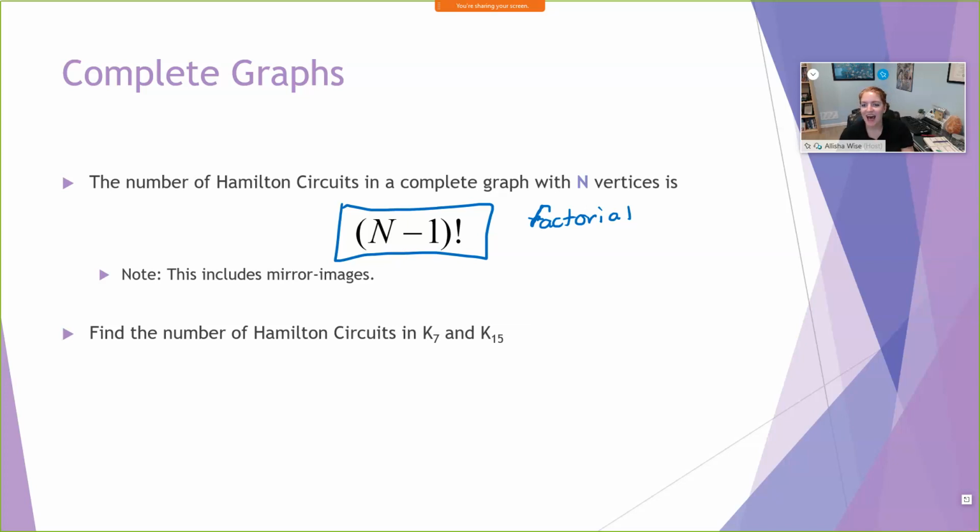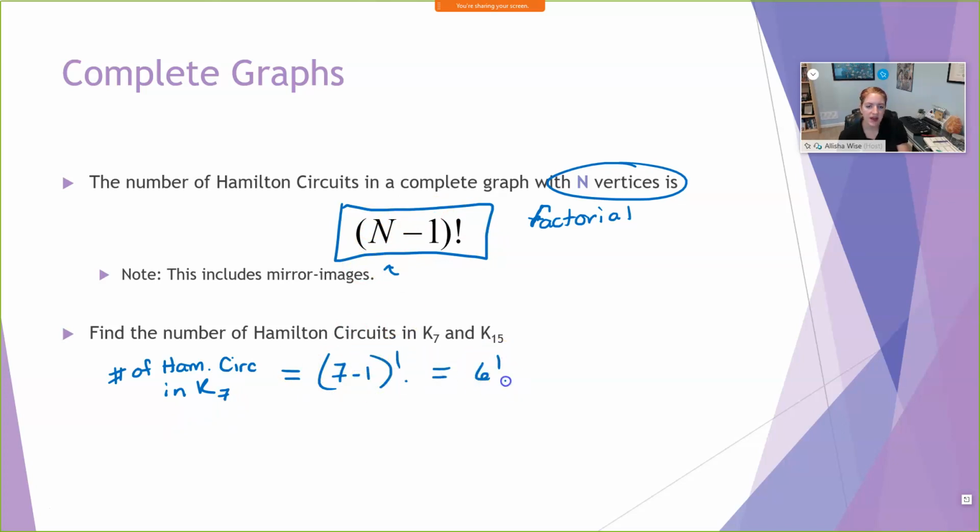So good news. Anyways, let's go ahead and find the number of Hamilton circuits in K7 and K15. I should note that n is the number of vertices as a reminder. So the number of Hamilton circuits in K7 would be n minus 1, so n is 7. 7 minus 1 factorial. So it would be 6 factorial, or I think it's 5040. Oh, nope, 720. Just kidding. I actually teach this in another class too, and that was the answer to their homework.